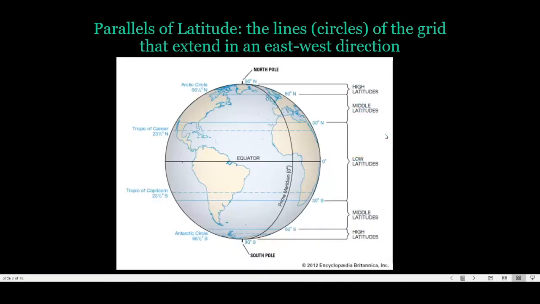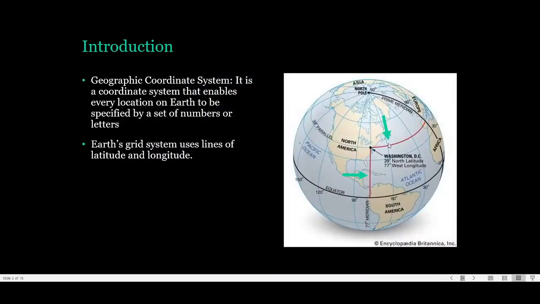Specifically, the arrow pointing at this line, this is a line of latitude. And this arrow pointing at this line, this is a line of longitude. And you can think of these lines as a graph, like a graphing paper with an XY coordinate system.